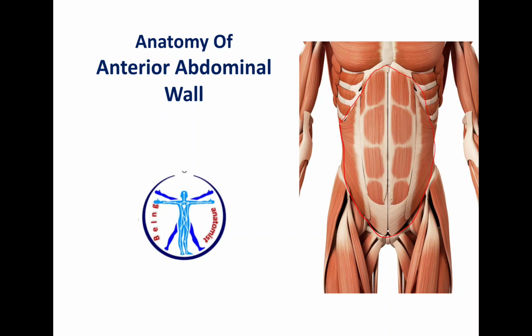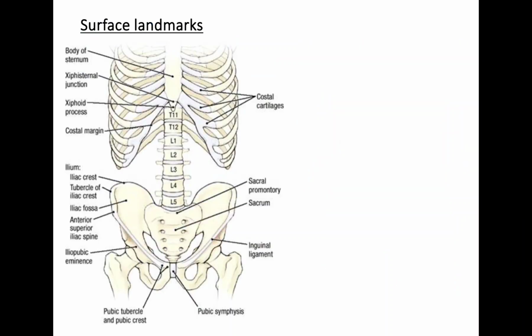Before going to see the details of the anterior abdominal wall, let us see some of the surface landmarks of anterior abdominal wall. What are the extensions of anterior abdominal wall? It extends from the thoracoabdominal diaphragm above, and below we have the pelvic diaphragm. The thoracoabdominal diaphragm separates the thorax from the abdomen, and at the floor of the pelvis we have the pelvic diaphragm. Posteriorly we have the posterior abdominal wall. Anteriorly we have the anterior abdominal wall, that is the boundary of the abdominal cavity.